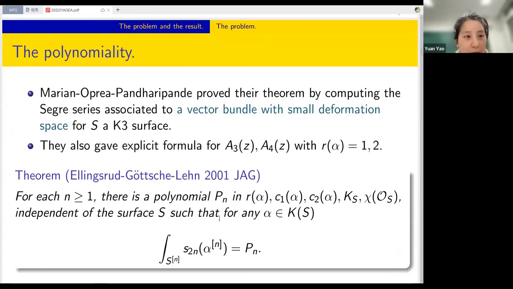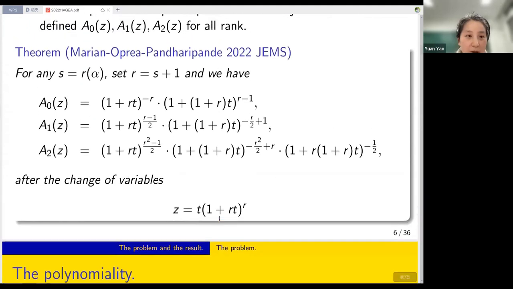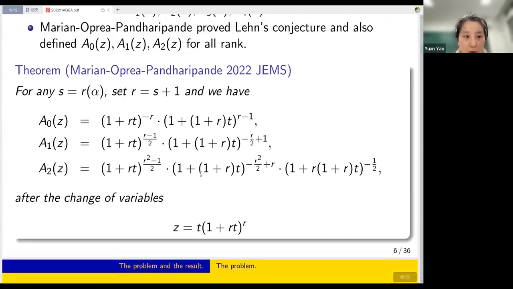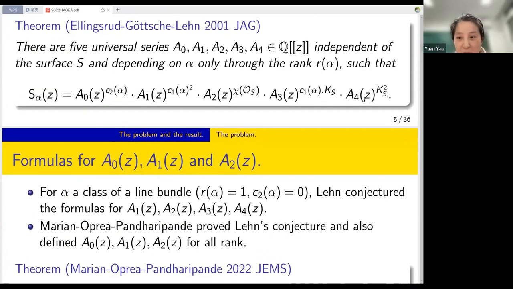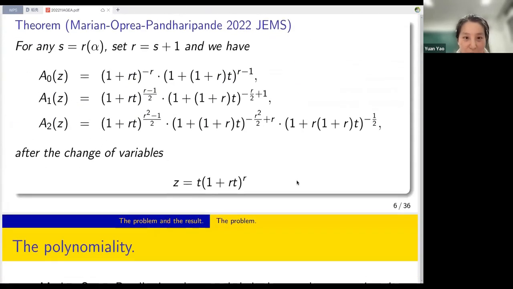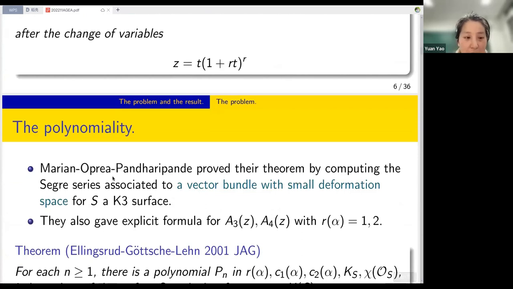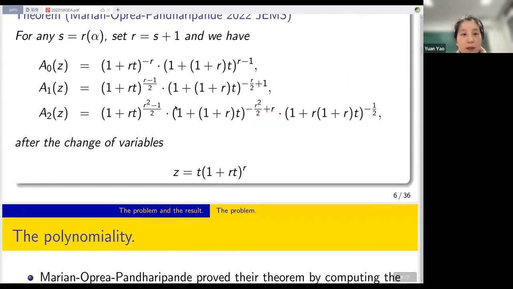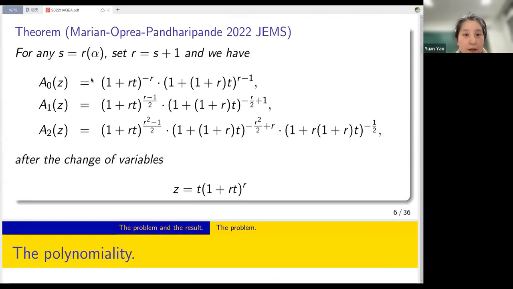I would like to talk about this polynomiality. So actually, how do Marian, Oprea and Pandharipande prove this theorem? As we can guess, since we don't have A3 and A4, probably they'll do something with the canonical line bundle on a surface with trivial canonical line bundle. Yes, so they do something on this K3 surface. They prove the theorem by computing the Segre series associated to a vector bundle with small deformation space on a K3 surface. So you choose a vector bundle, then you have positive rank, right? But the theorem is about all ranks, okay?